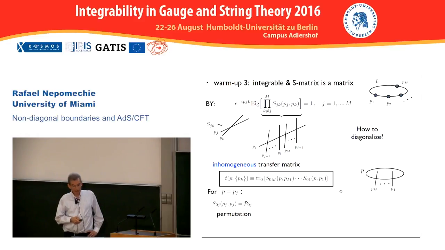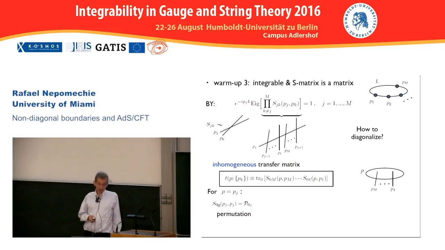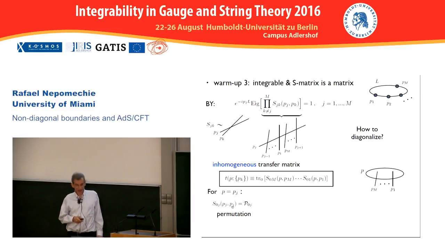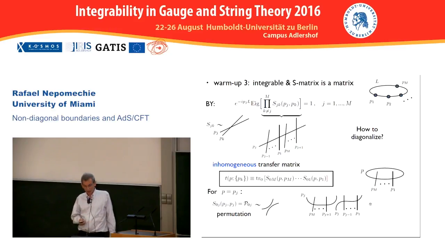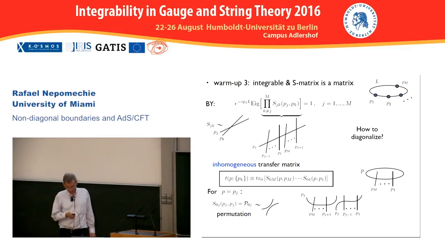So the point is that now if we set this momentum p equal to one of the p_j's, then somewhere along here, the two momenta will be equal. So we'll have exactly S_0j. And typically, the S matrix for coincident momenta will just become a permutation operator, permutation matrix P_0j, represented by this diagram. So then, if we go to this diagram, and now we put p equal to p_j, then exactly at p_j, the diagram opens up and looks like this because of this permutation.